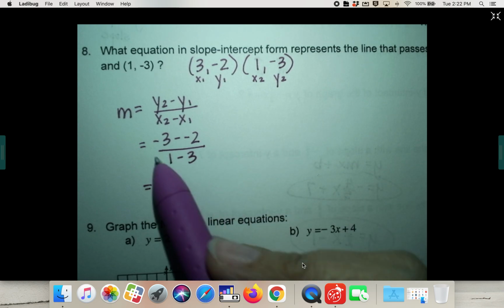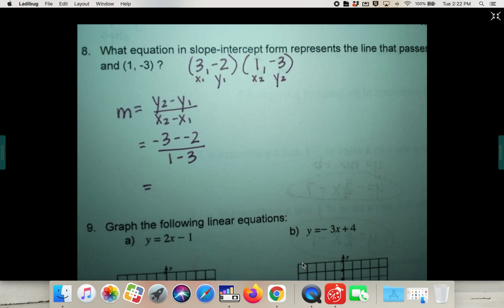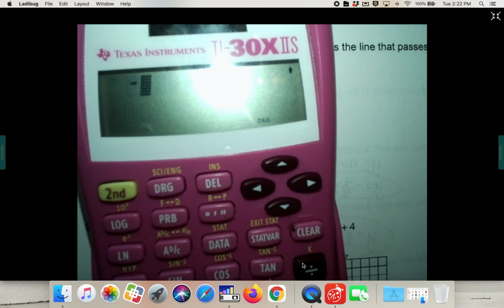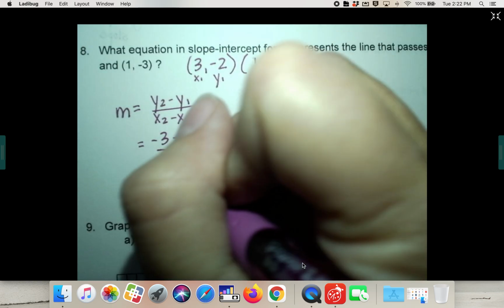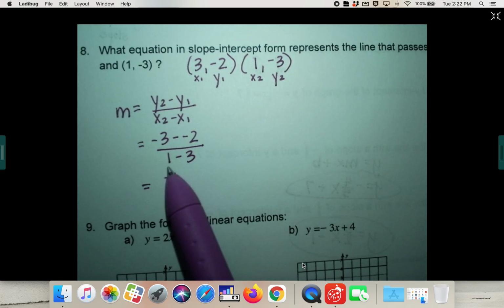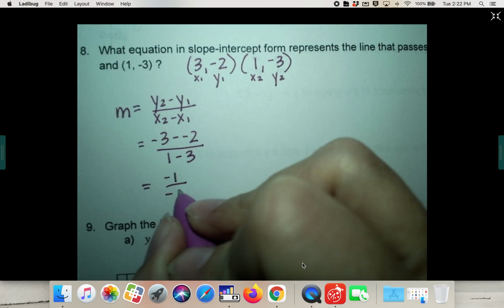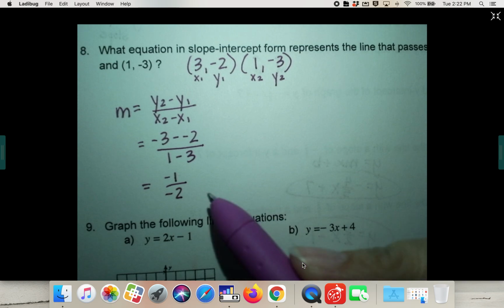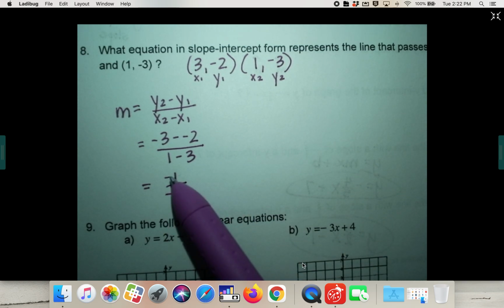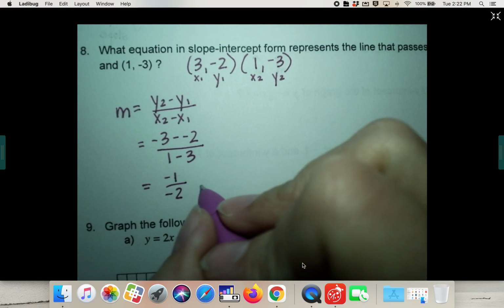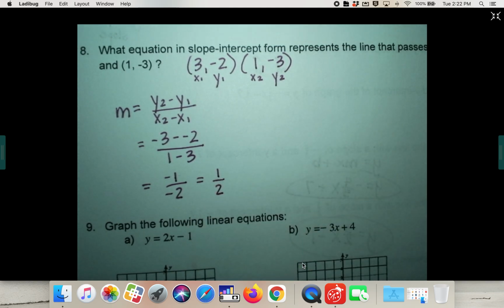All right. Negative 3 minus negative 2. I don't want to mess that one up. Negative 3 minus negative 2 is negative 1. On the bottom, 1 minus 3 is negative 2. All right, if you tried this on your own, you might have gone wrong here because a negative divided by a negative, when I simplify this, would make it positive 1/2.